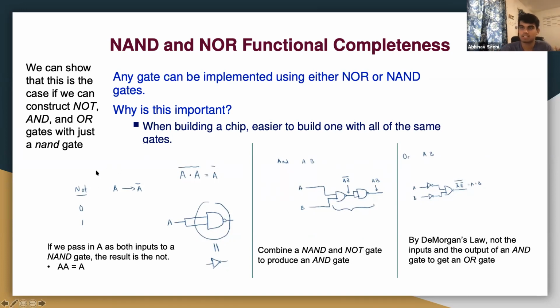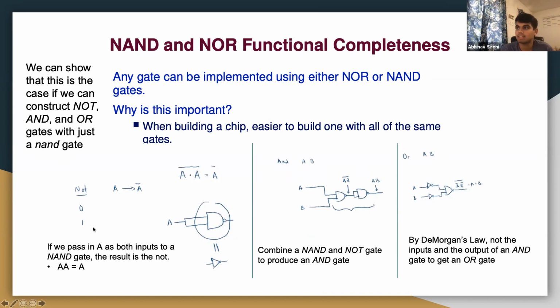What we want to do is first, let's try to build a NOT gate using a NAND gate. For a NOT gate, if we have an input A, we basically just want to return the complement of A, right? And so let's think of what it means to AND A with itself. If we pass in A as both inputs to an AND gate, the result will just be A itself.